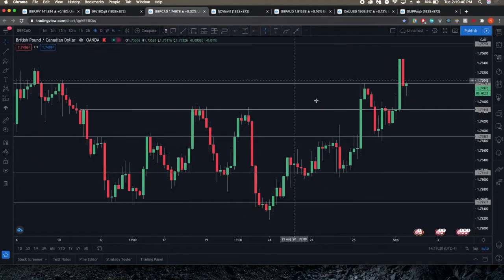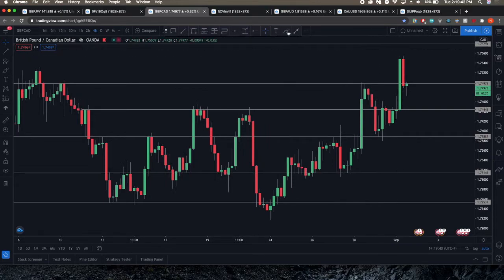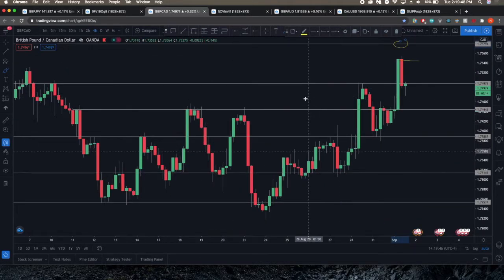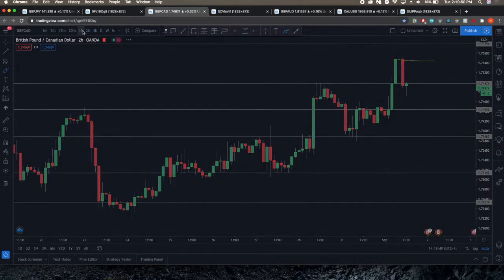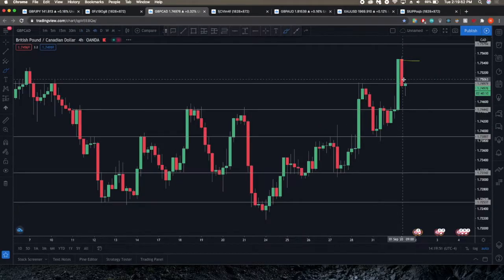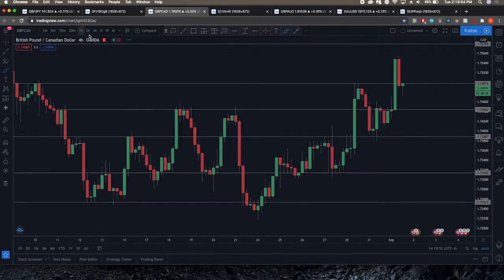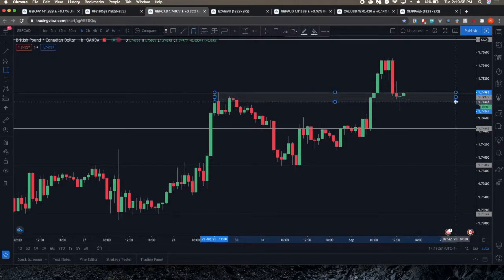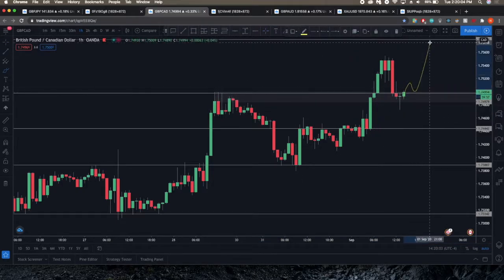The 4 hour has created an intraday high. This is the next key level to watch out for. So maybe something like this could happen, right? You have your 1 hour support. This is your support level, and something like this creates a higher low and continues up, right?